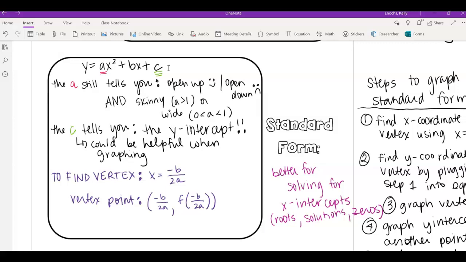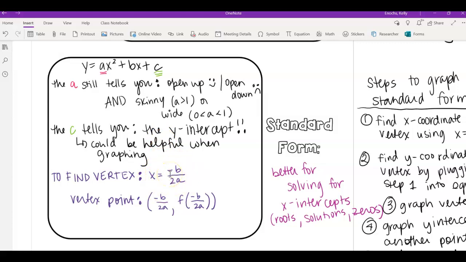All right, so what else is important about standard form? Well, what's important is how do you find the vertex? Because that's the point, we want to know how to find the vertex. So once we have our standard form, we can find the vertex by using the formula x equals negative b over 2a. You can see that formula right here, x equals negative b over 2a.